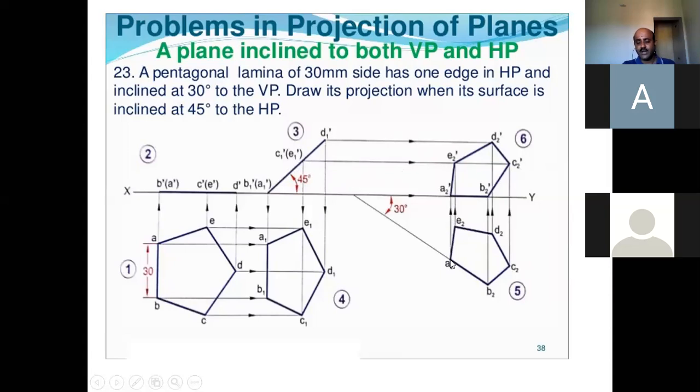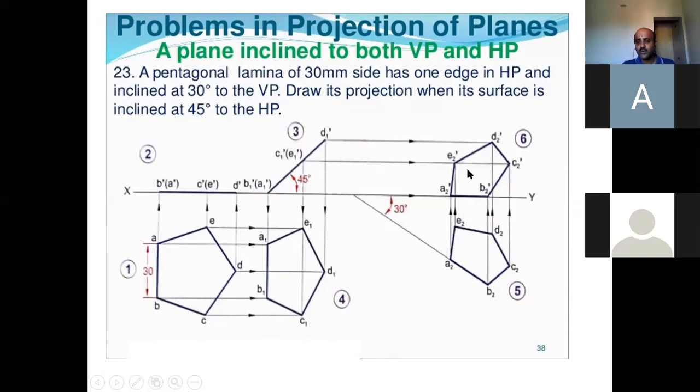For example, if it is A2, this is the horizontal projector, right? And A1 is lying here. This is the vertical projector. These two will meet at this point. Similarly, B2: the horizontal projector from here, and B1 the vertical projector from here. Vertical projector from C and horizontal projector from C. The vertical projector from D and horizontal projector from D. Similarly, vertical projector from E and horizontal projector from E.